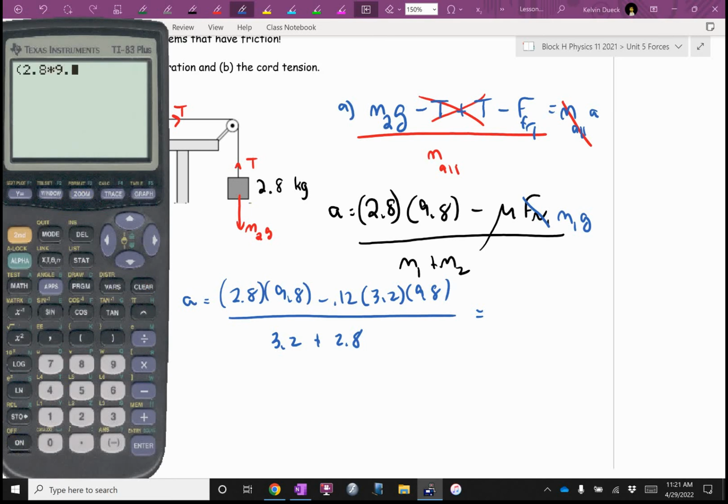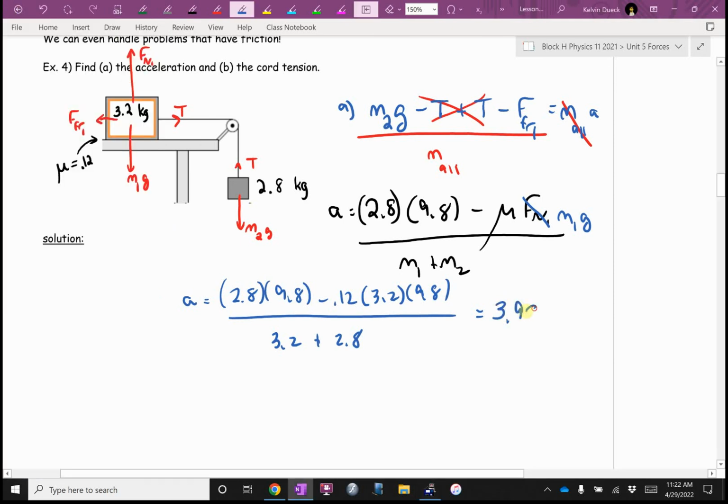2.8 times 9.8 minus 0.12 times 3.2 times 9.8. Close off the top, divided by bracket 3.2 plus 2.8. 3.9461, and then the threes look like they start to repeat there. Is that right? Yeah. So 3.95 meters per second squared.